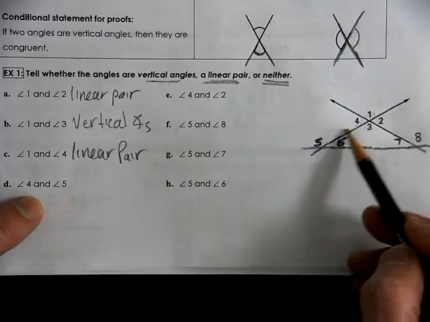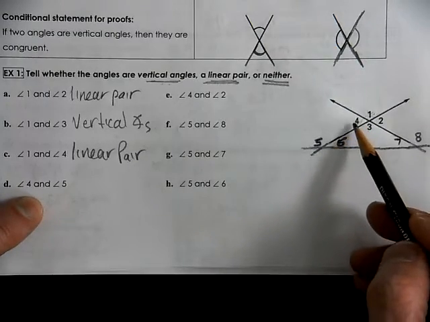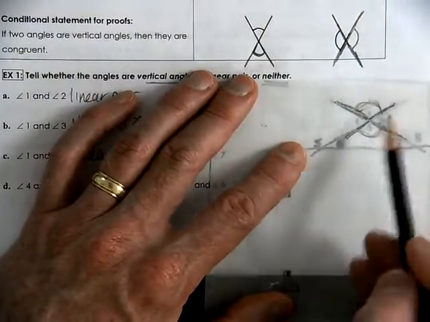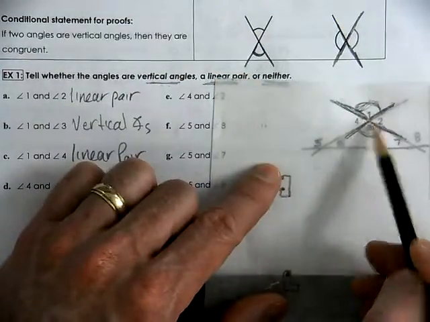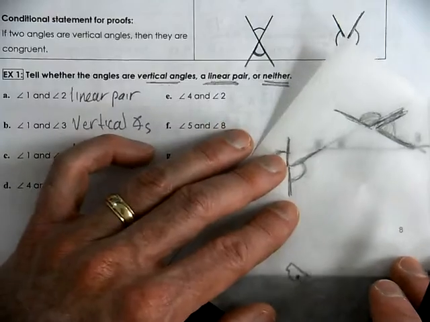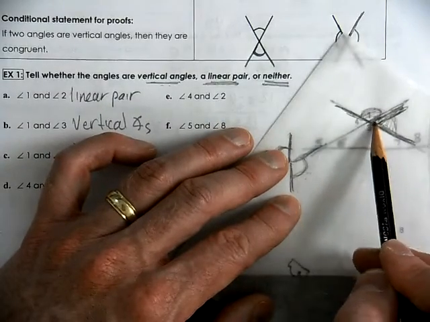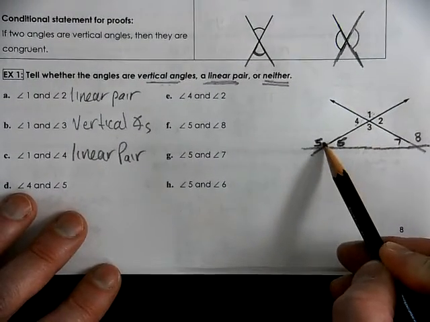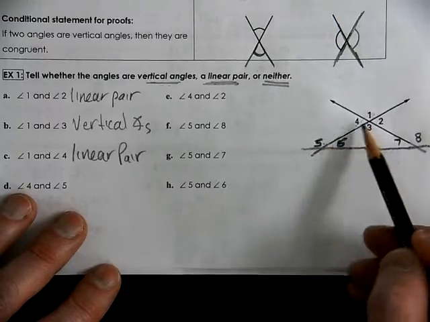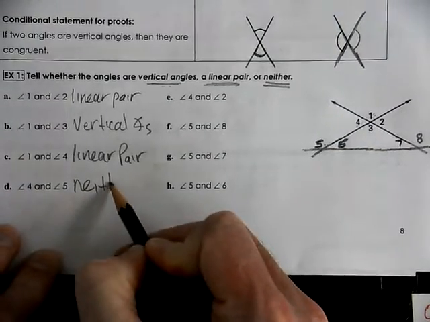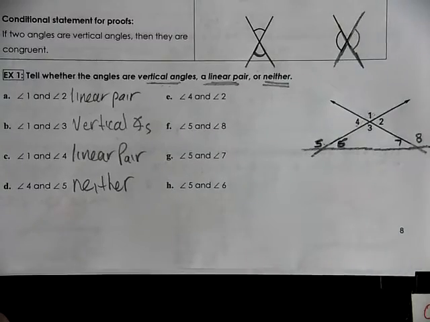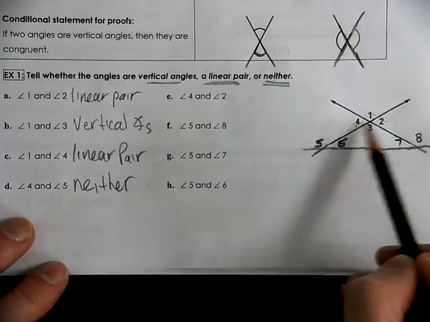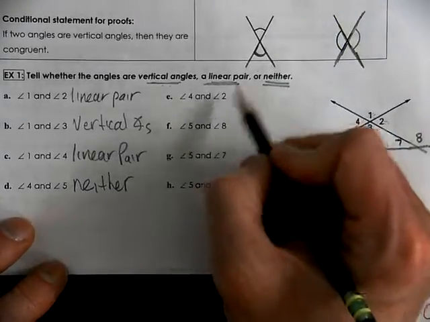How about 4 and 5? Vertical angles, remember, they have to have the same vertex. Linear pair have to have the same vertex. So when we look at angle 4 and angle 5, they don't have the same vertex. So that falls under neither. How about 4 and 2? Those are vertical angles.